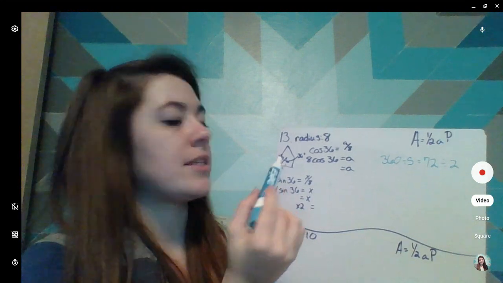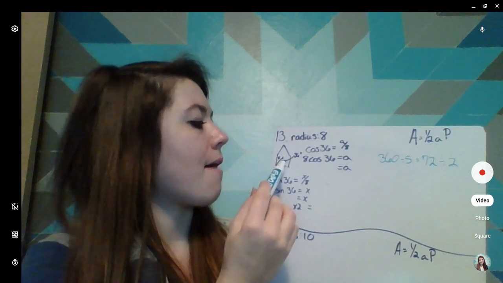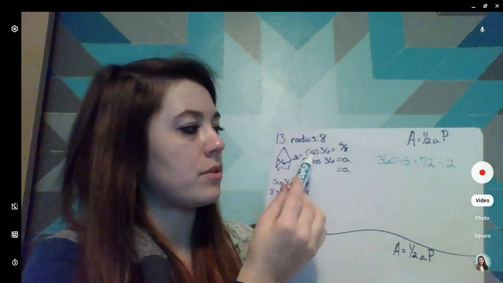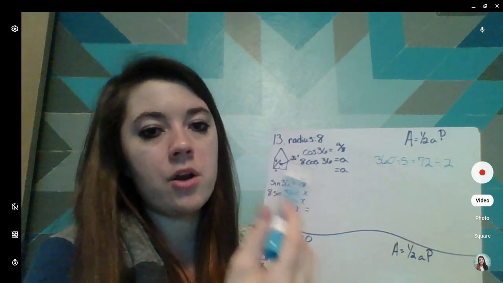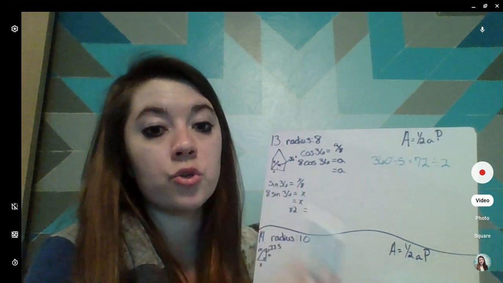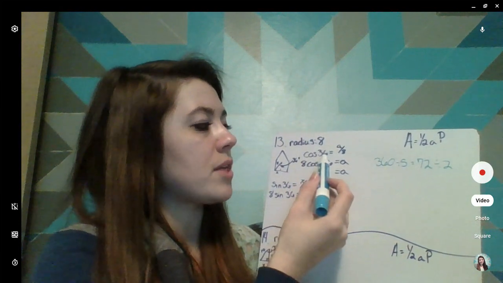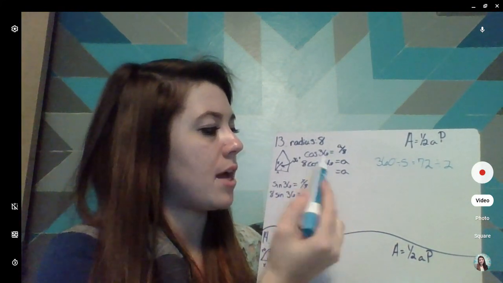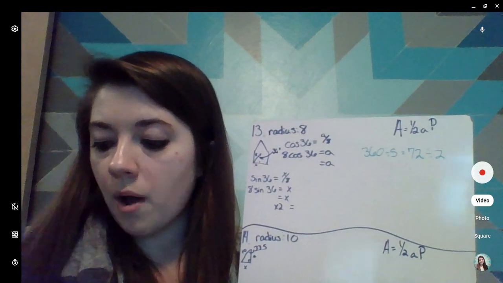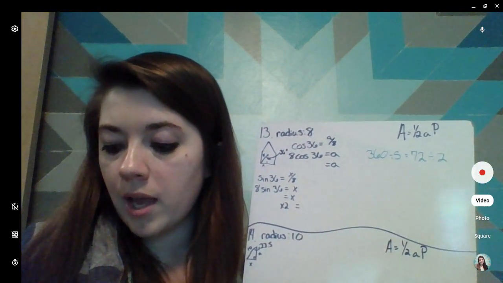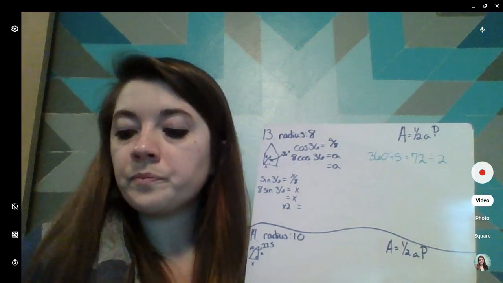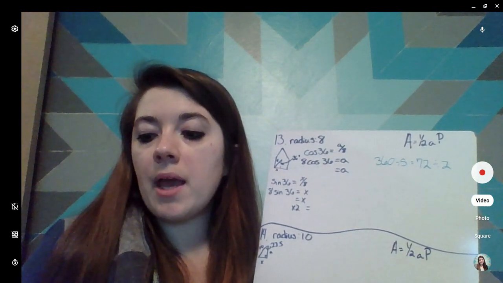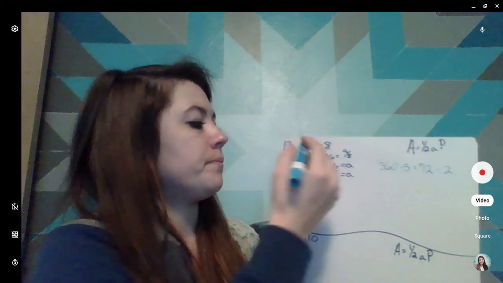So using 36 as my angle of reference, I have the adjacent side and the hypotenuse, so I used cosine. So remember, you got to know your sine, cosine, and tangent. That is crucial for this. So we have cosine of 36 equals a over 8. Multiply both sides by 8. So we have 8 cosine 36 equals a. So I'm going to plug that right into my calculator. So 8 cosine 36. So that's going to give me about 6.47.